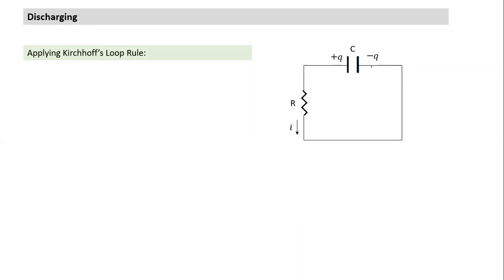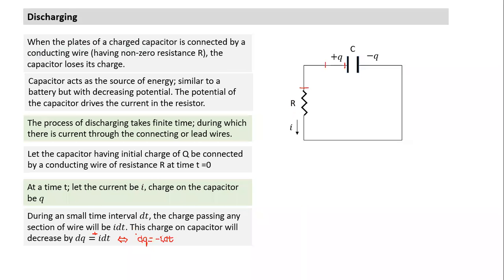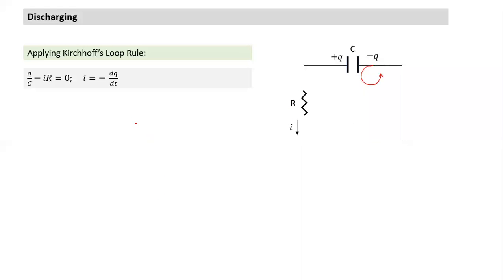I will start from some point and go through the loop, and it's not a very complicated loop. I am applying the Kirchhoff loop rule at time equal to t. So here it will be Q by C plus, then as I cross the resistance along the current, hence the minus sign, minus IR is equal to 0. What we gathered from the previous slide is dq equal to minus I dt, or I has to be equal to minus dq by dt.